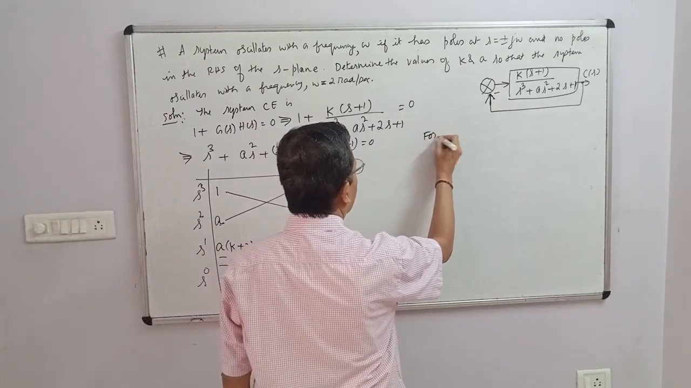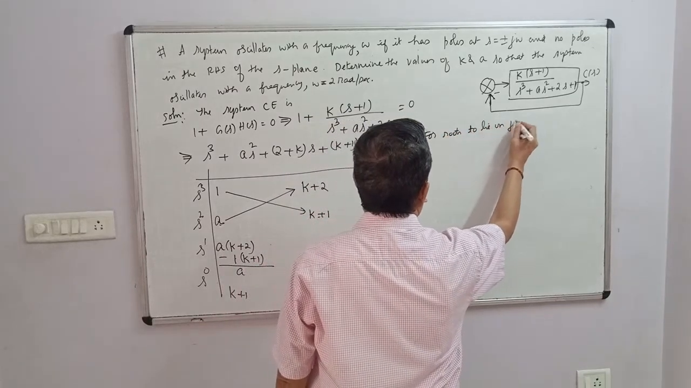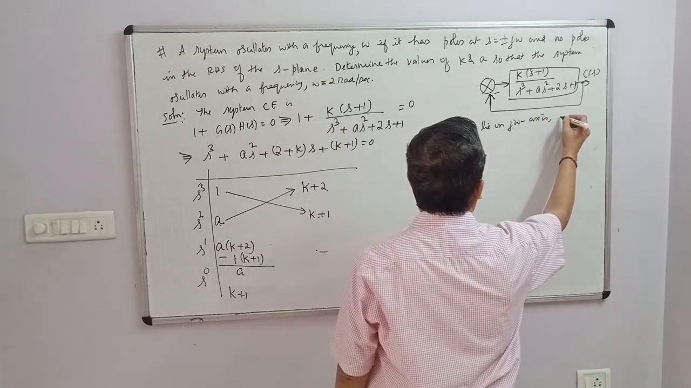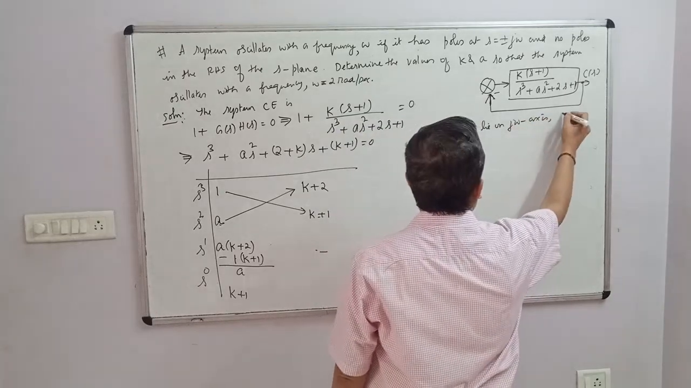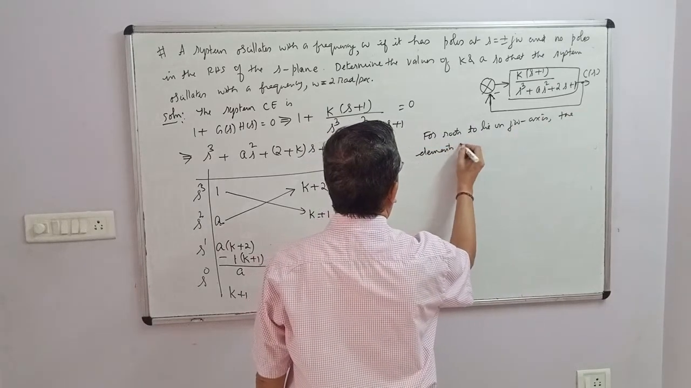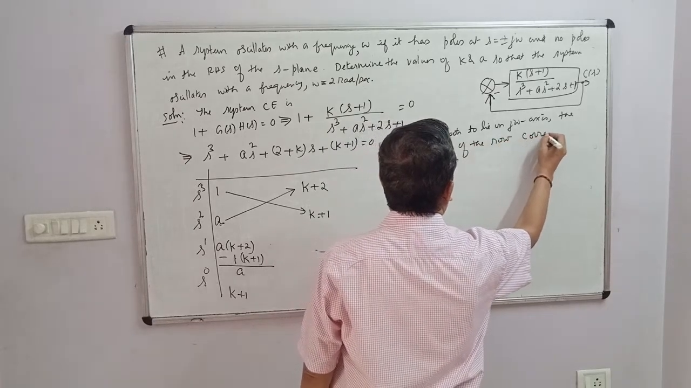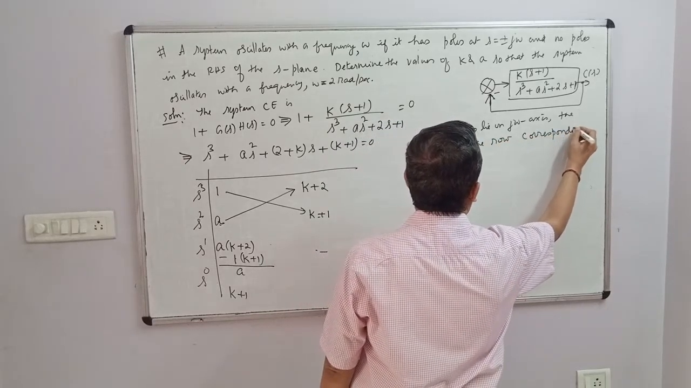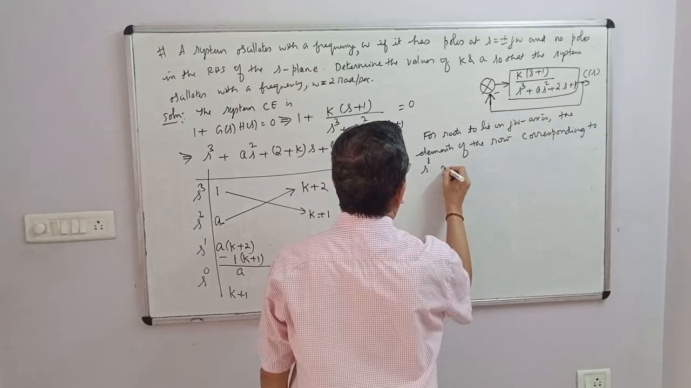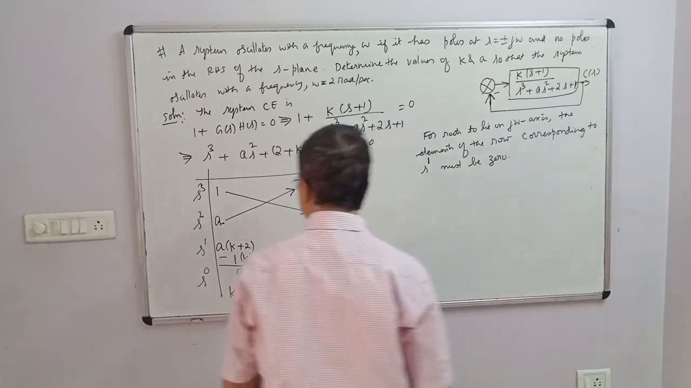For roots to lie on the j omega axis, right? The elements of the row corresponding to s to the power 1 must be 0.